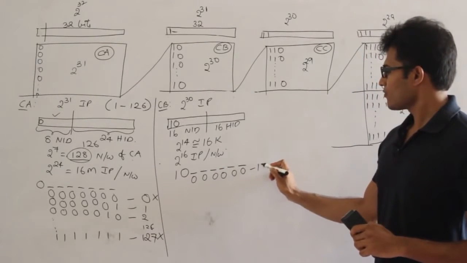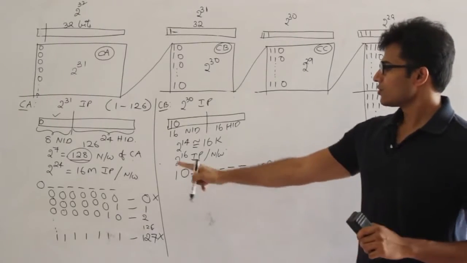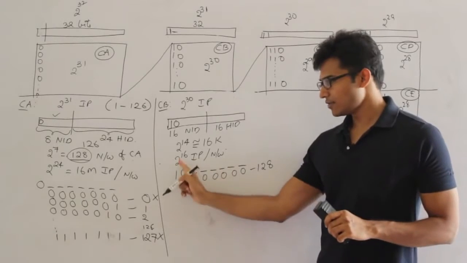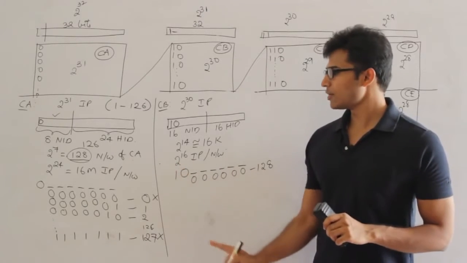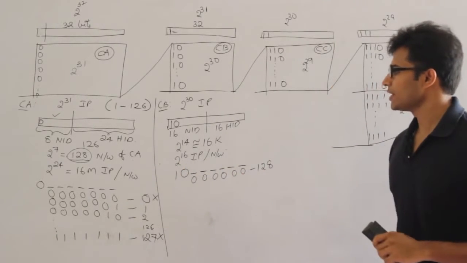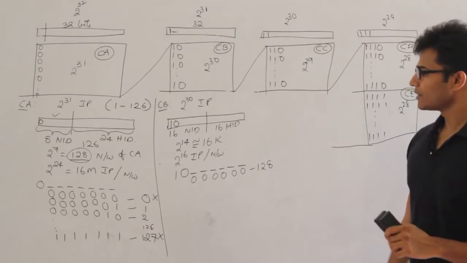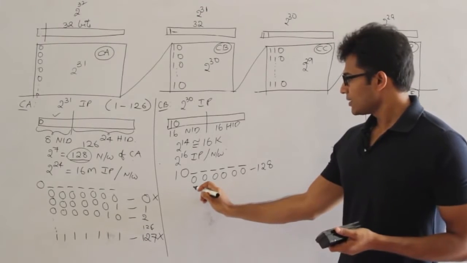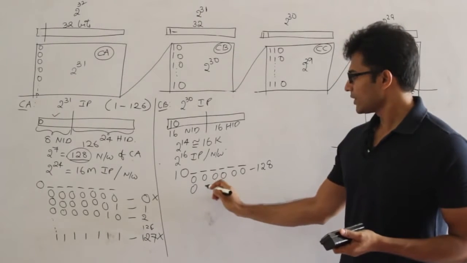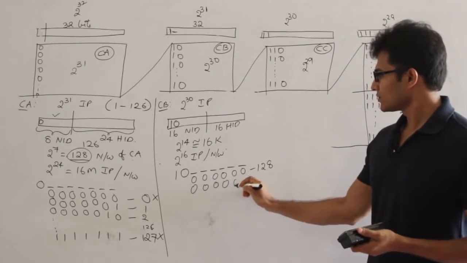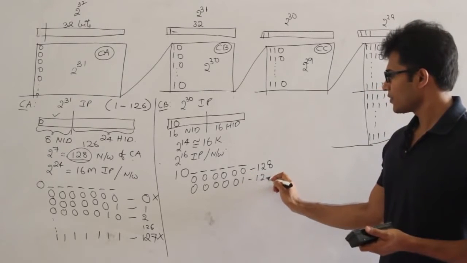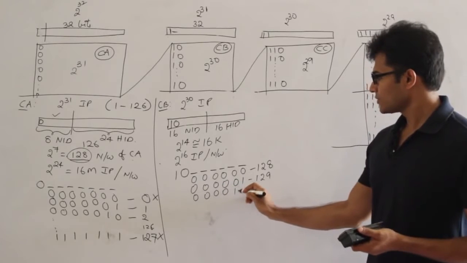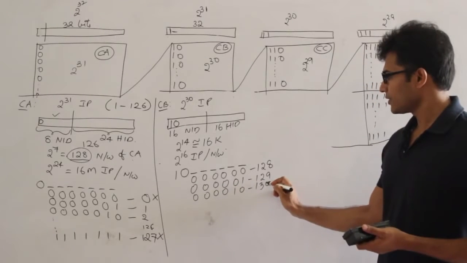So what do you get? 128. If you have 8 bits and the first bit is 1, the weight of this is 2 power 7, which is nothing but 128. You can convert that binary number, okay, I'll leave it to you as an exercise. And the last one is 0. The next one is 0, 0, 0, 0, 0, 1, which is nothing but 129. And 0, 0, 0, 0, 1, 0, which is nothing but 130.